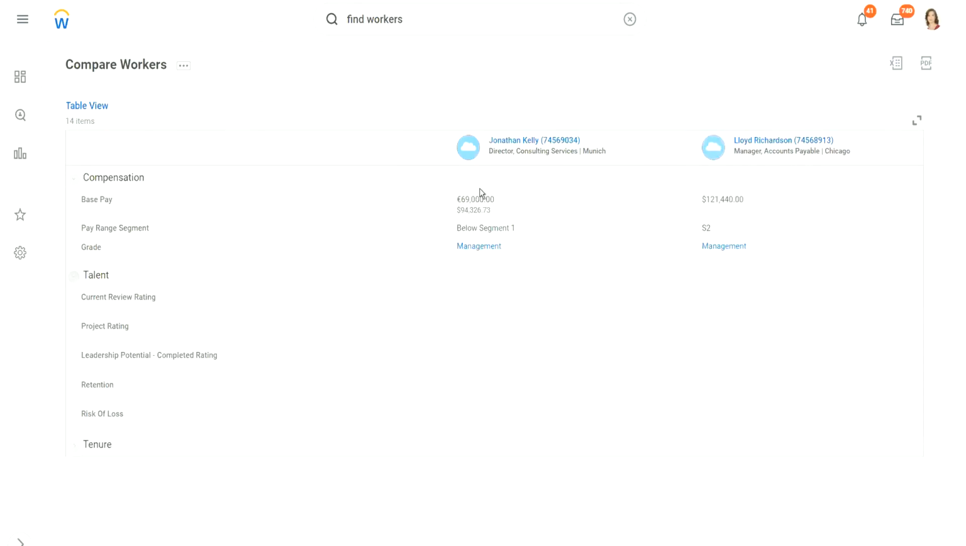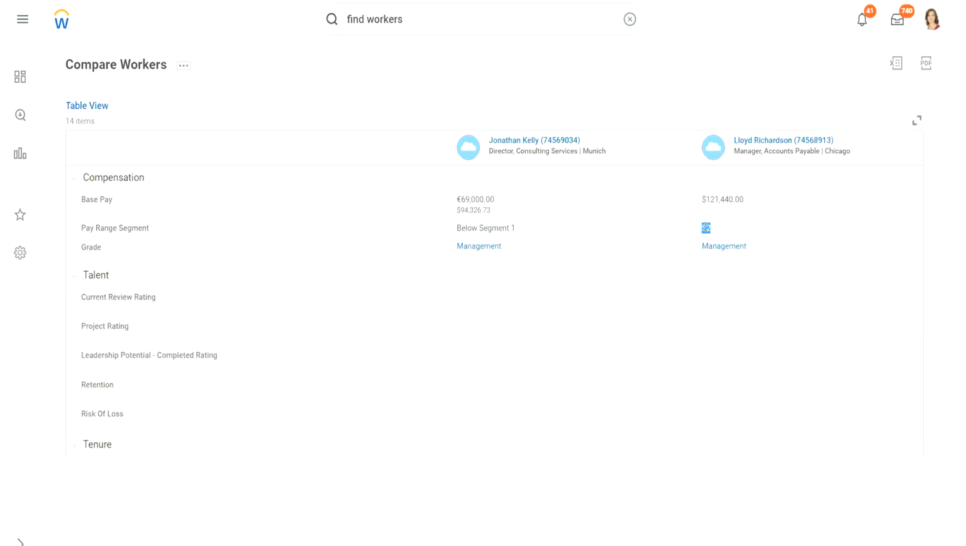So now you are looking at this and you see that the base pay for Jonathan Kelly is in Munich in Germany. It's 69,000 euros. And Lloyd Richardson is in Chicago. He is at $121,440. Now you see that in the grade it says below segment 1 and this is segment 2.